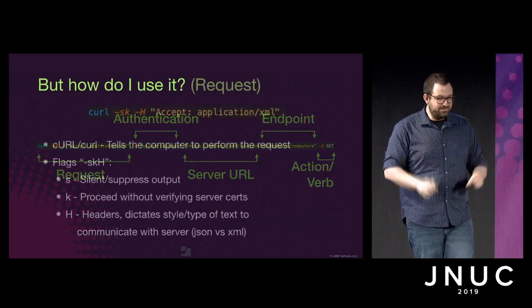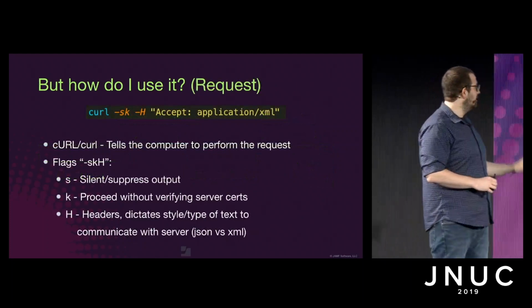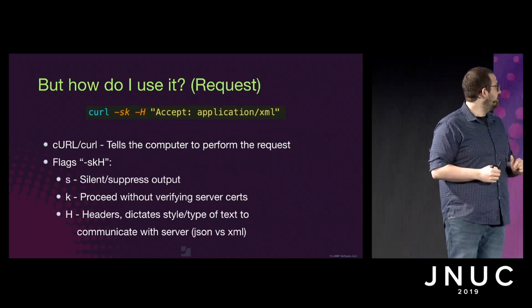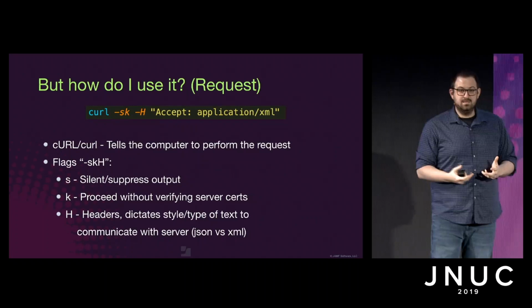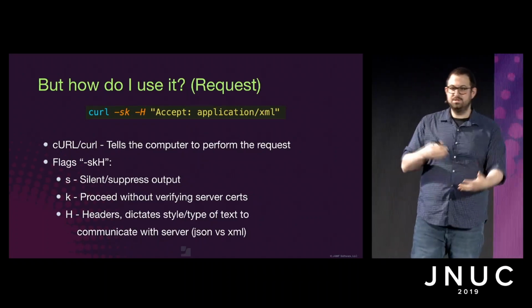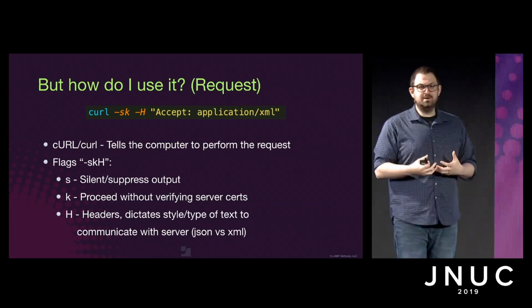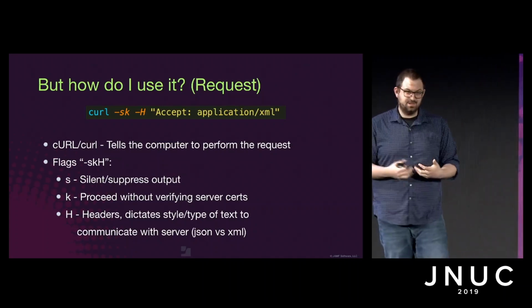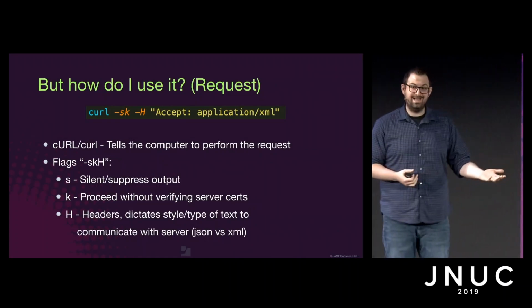So let's break it down even further. As I mentioned, curl tells the computer to do the thing. curl is a command, and in this case, we're using bash. So curl has a lot of different variables you can add, or there are a bunch of parameters you can specify. And those parameters in bash, or at least in the command line in this sense, are called flags.